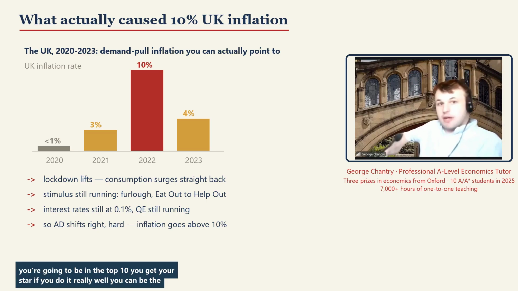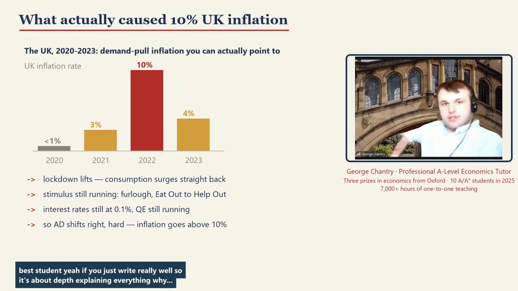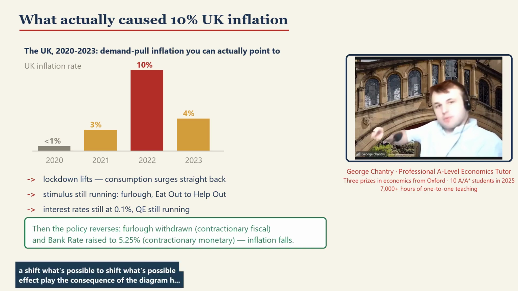If you do it really, really well, you can be the best student. If you just write really, really well, it's about depth, explaining everything. Why is it a shift? What's the consequence of the shift? What's the multiplier effect? Explain the consequence of the diagram. Here's the inflation.